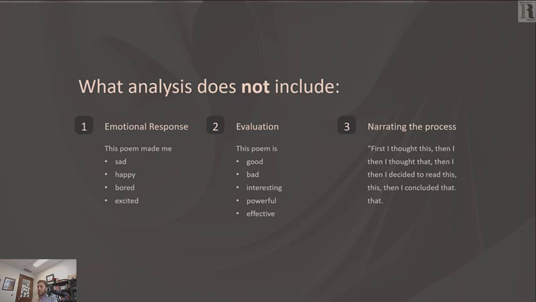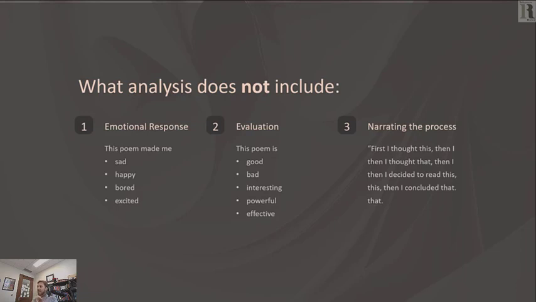Here's what analysis does not include. Analysis does not include emotional response. This poem made me sad, happy, bored, excited, angry, whatever. I love that people should have emotional responses to what they read, and they can be the starting point for your critical analysis and then your interpretation, but it's not a part of your analysis because it's not drawing out from what is in the text. Analysis is also not evaluation. It's not saying the poem is good, bad, interesting, powerful, effective, boring, whatever your evaluation is. That is not an analytical move. Now, on the basis of your analysis, you might offer an evaluation, but evaluation itself is not a part of analysis.